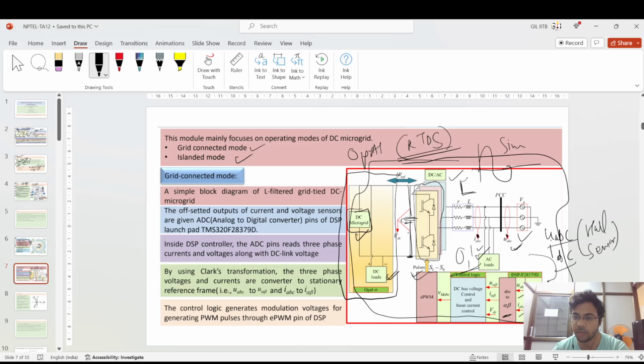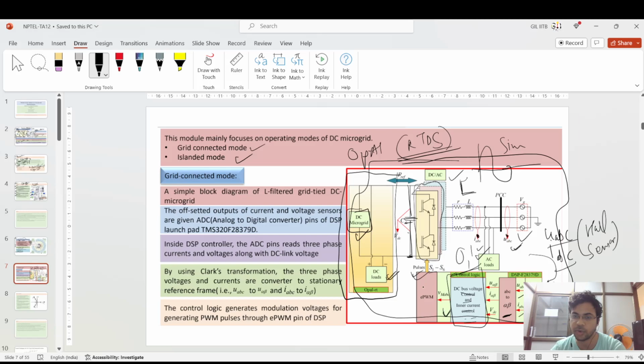After that, the UABC, IABC have a digital component. It is converted into alpha beta frame for the controlling features. This is easy in conversion with respect to ABC. The DQ frame and the alpha beta frame is very easy for controlling. And inside of this control logic, you see the DC bus bar control and the inner control.